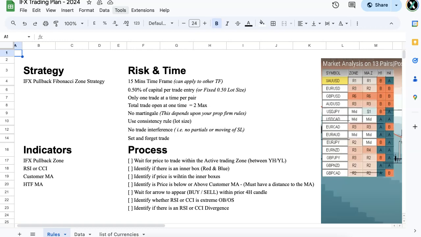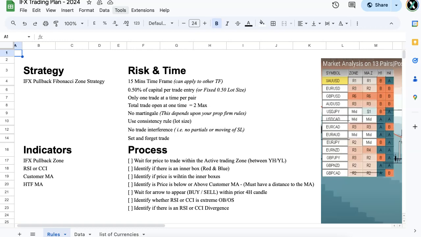So let's go over a trading plan. I have an IFX student who took his time to actually make a nice trading plan using the IFX Pullback Zones. So let's go over this because it is quite helpful and very interesting, and hopefully this can help you in the future. Let's go over what he did, with the rules and the data, and then go over examples so you can more or less understand what he's talking about. He took his time, so let's do this.